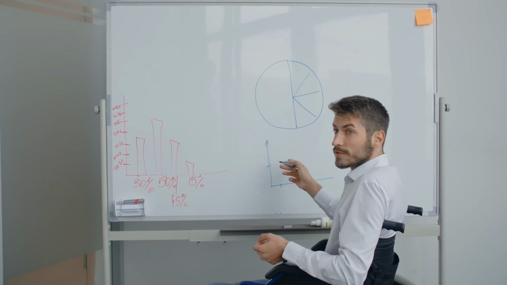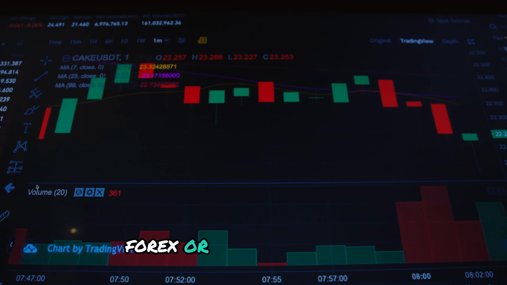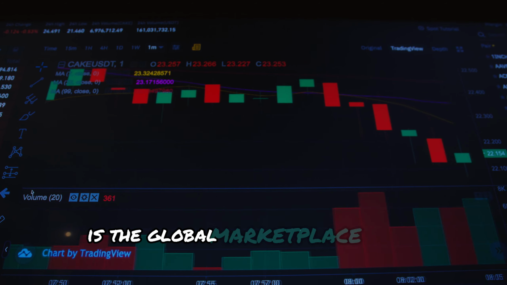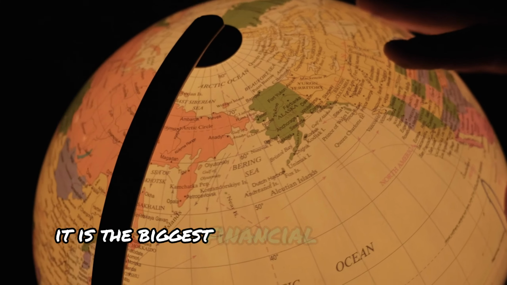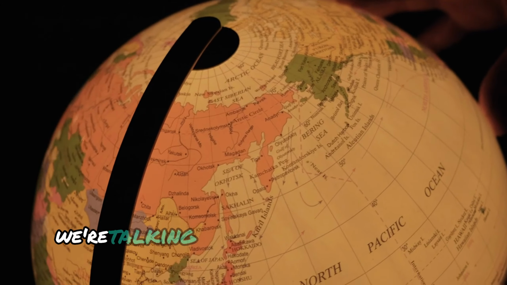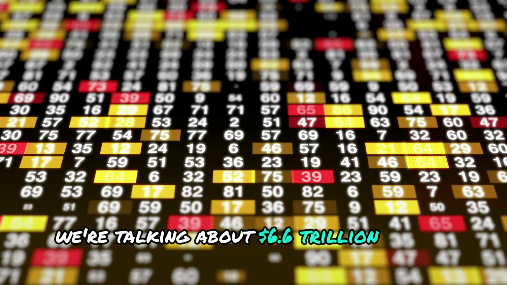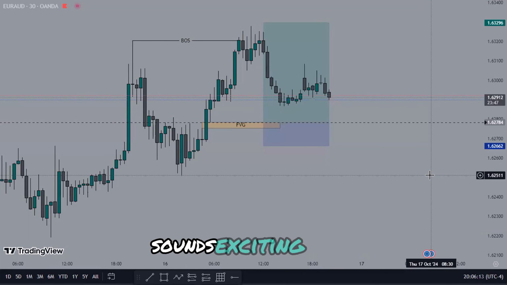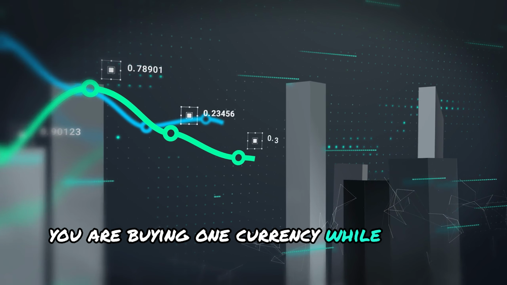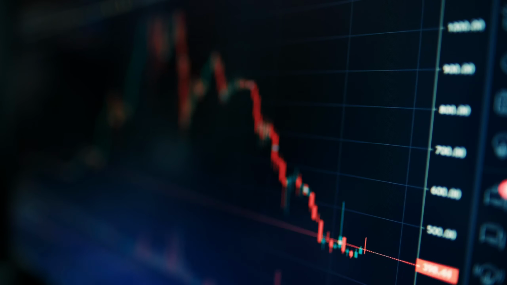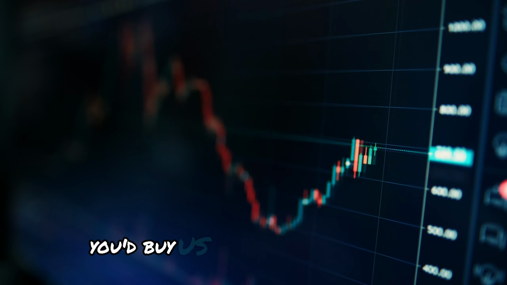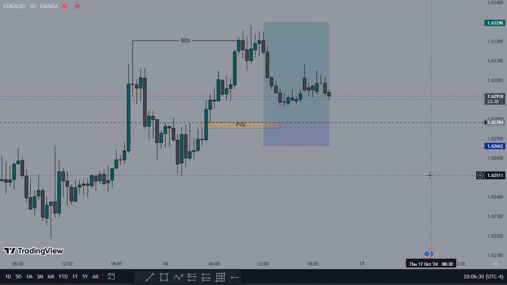So let's go over the first point. What is Forex? Forex, or foreign exchange, is the global marketplace where currencies are traded. And here's the kicker: it is the biggest financial market in the world. We are talking about $6.6 trillion traded daily. Sounds exciting, right? In simple terms, you are buying one currency while selling the other. For example, if you think the US dollar is going to get stronger than the euro, you buy US dollar and sell euro.